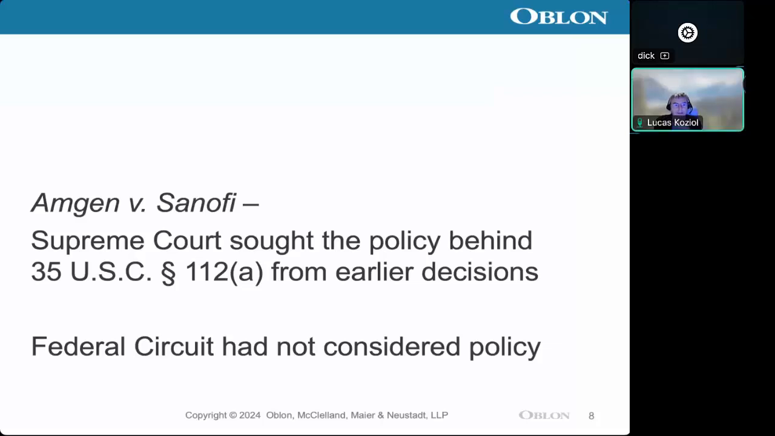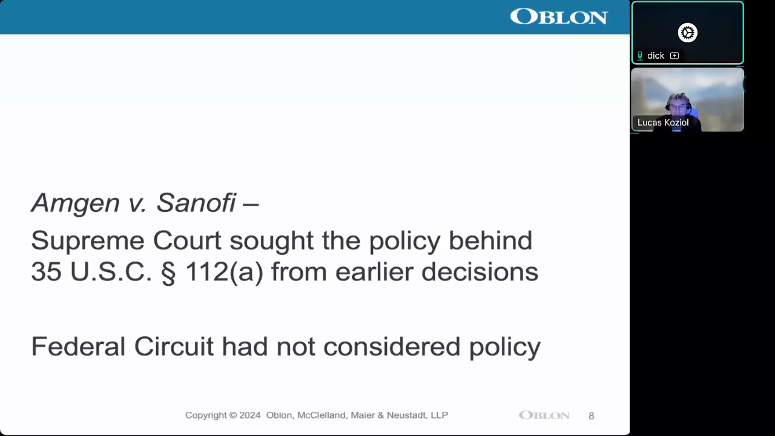In Amgen v. Sanofi, the Supreme Court really focused on the policy behind the enablement statute by looking back at court decisions spanning over 200 years. The Federal Circuit in Amgen had not considered the policy of enablement. We'll discuss some of these cases in this talk.